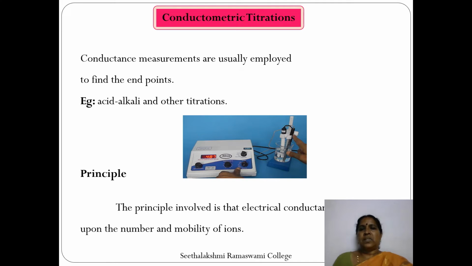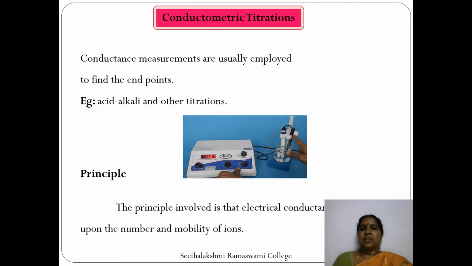Conductometric titrations are performed in the laboratory using a conductivity meter. Even at UG level, various types of conductometric titrations are performed. Before starting the measurements, the instrument is calibrated with potassium chloride solution.